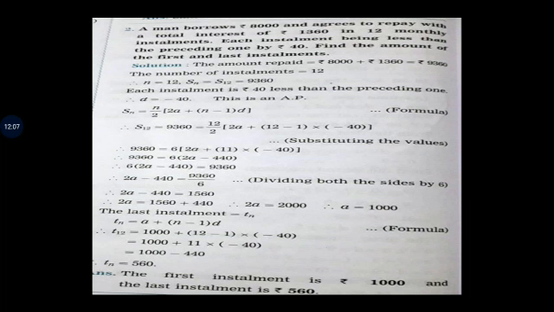Now see here. What is the next question? A man borrows rupees 8,000 and agrees to repay with a total interest of rupees 1,360 in 12 months. Monthly installments, each installment being less than the preceding one by 40. That means again the value is decreasing, so the common difference will be negative. Now find the amount of the first and last installments.